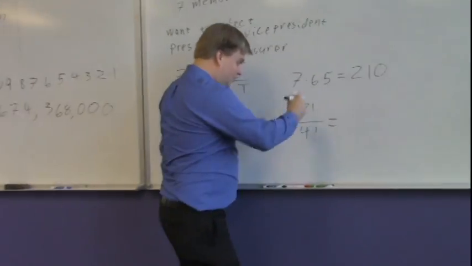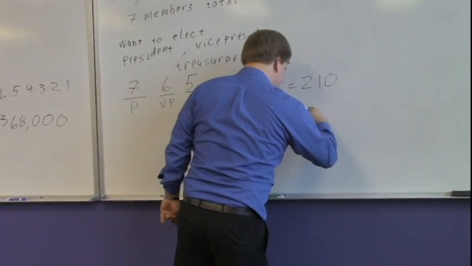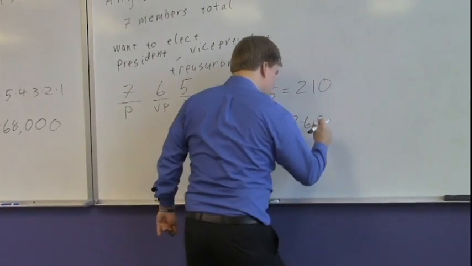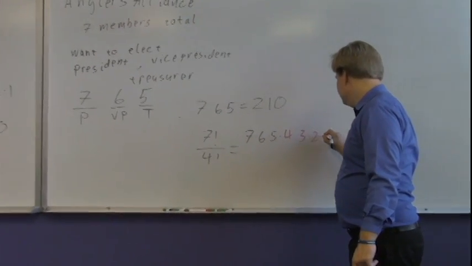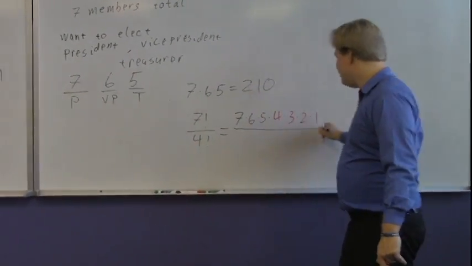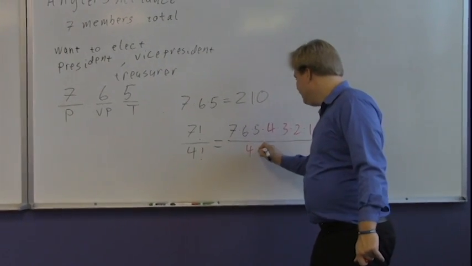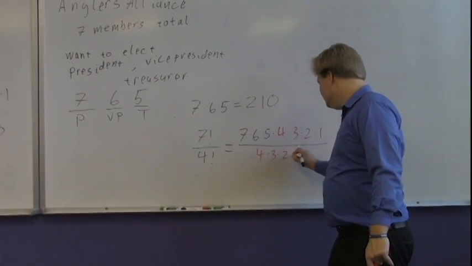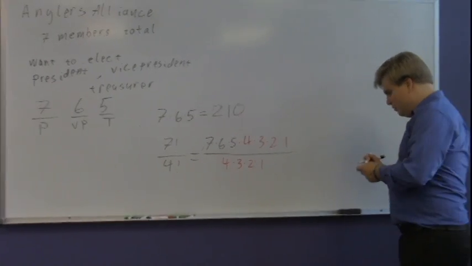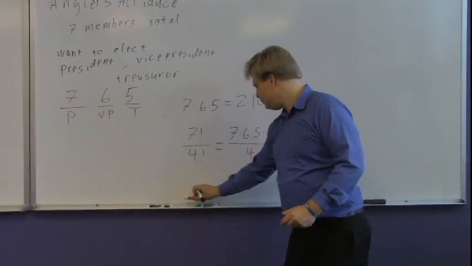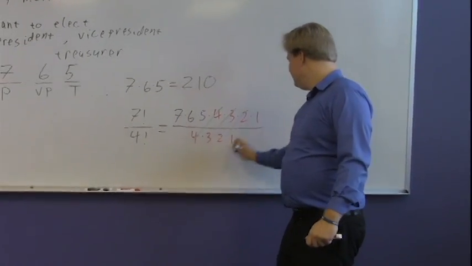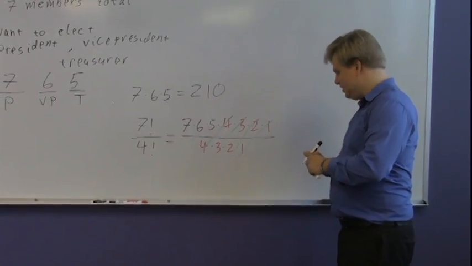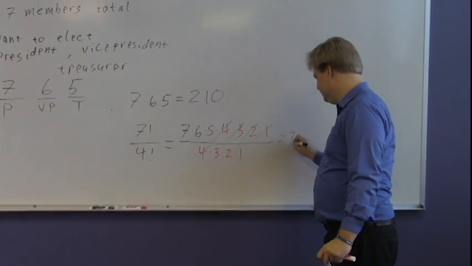It's 7 factorial: 7 times 6 times 5, and I'll just switch to red, times 4 times 3 times 2 times 1. Then if we divide this by 4 factorial, which is 4 times 3 times 2 times 1, everything in red will cancel, and we're left with just 7 times 6 times 5.